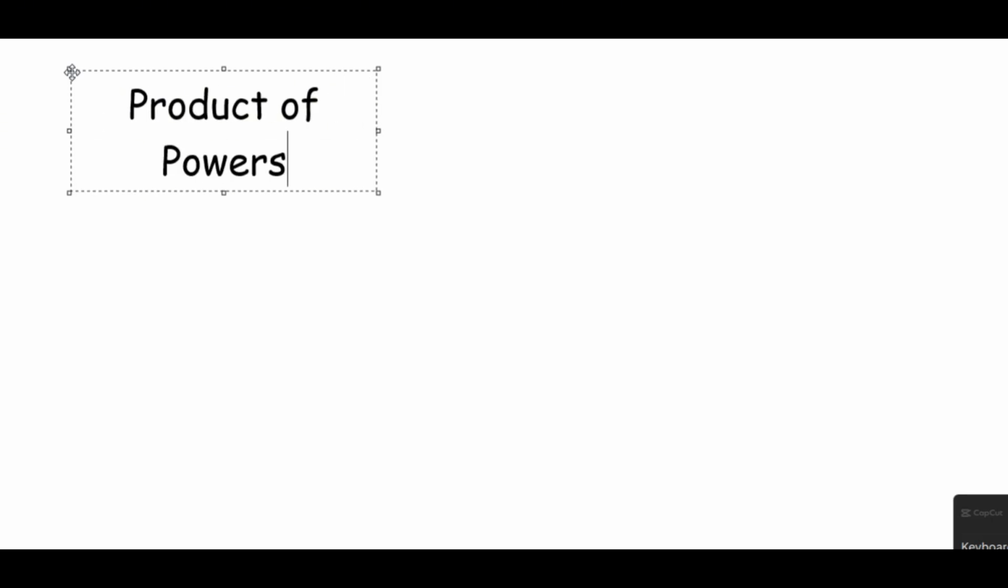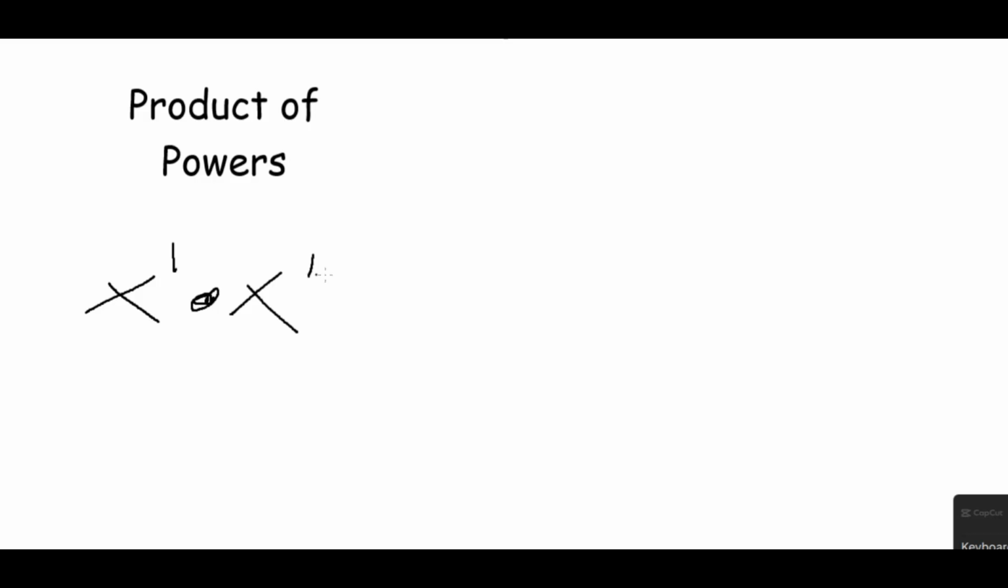Today we're going to go over the properties of exponents. As for our first one, we're going to do the product of powers. Now the product of powers is essentially x to the first times x to the first. Now what does this equal? Whenever we multiply an exponent by an exponent, we're going to add them, and they must have the same base value, which is x and x. And since we're adding them, it's going to be 1 plus 1, which is x squared.